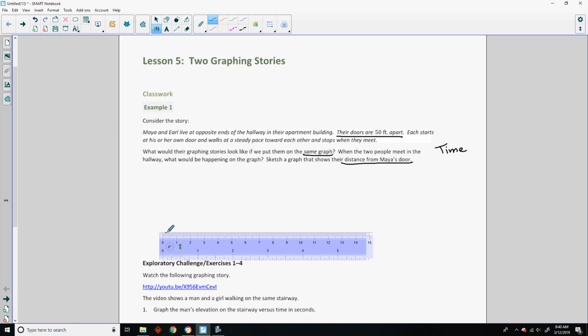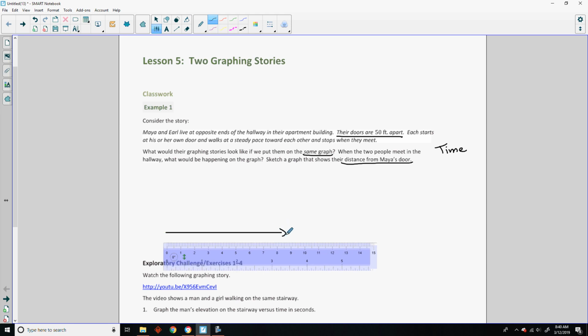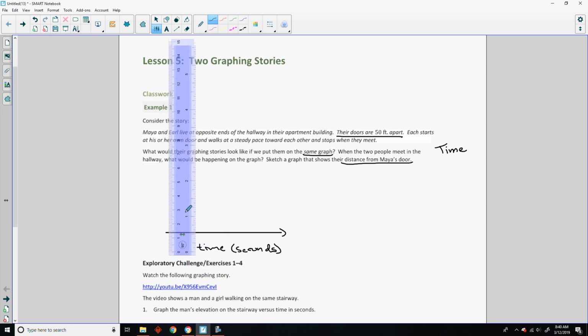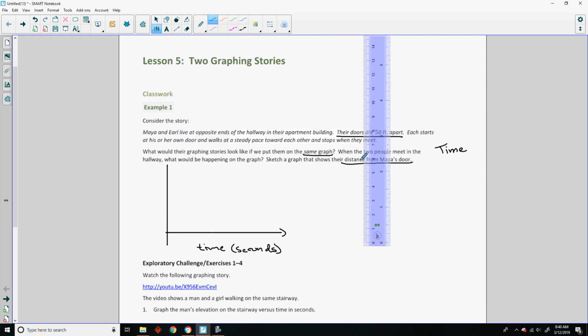Okay, so if I create a graph like so, and this is time. Time is usually your x-axis, your independent variable. And then we need a unit of measurement. It's not going to take them minutes or hours, so let's use seconds. Okay, and then we need a vertical. We don't have to worry about anything on the negative. We don't have negative time nor negative distance, so we're not going to go beyond the origin of 0, 0.